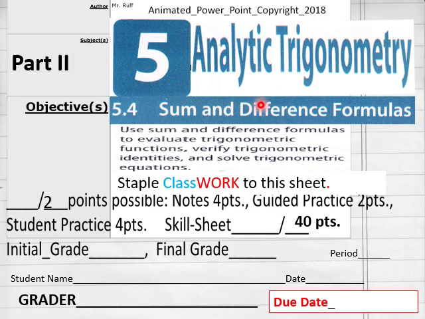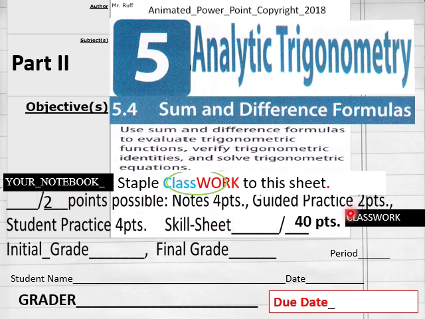Hello everybody. Getting ready to do lesson 5.4, sum and difference formulas, part 2 today. And you have 2 points here of notebook taking, and 40 points here for your classwork today.